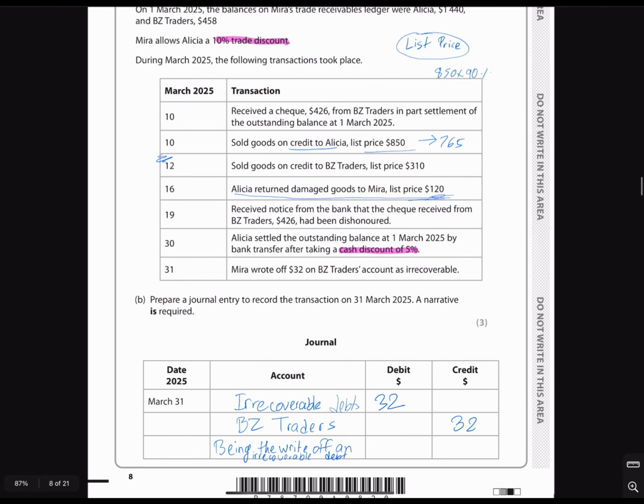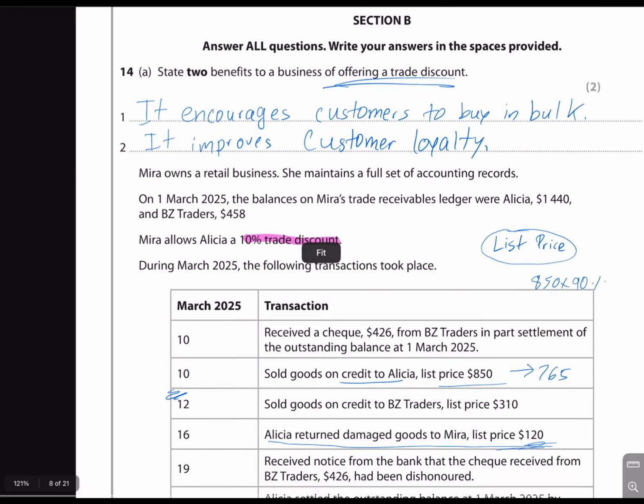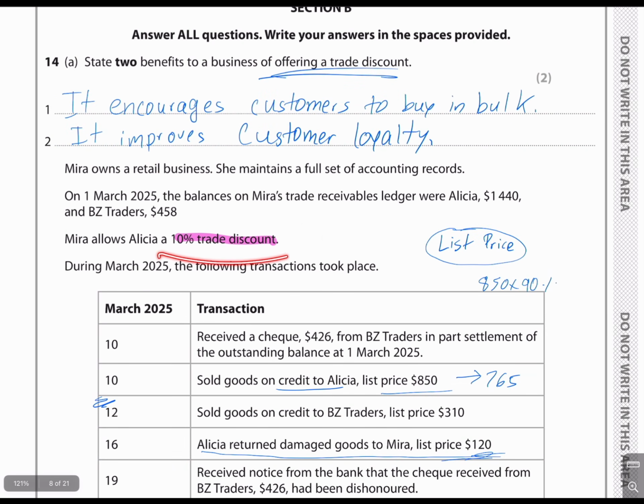Now what are the informations we have got? Firstly, we have got the balance BD. Now we do have to remember that only Alicia was getting a discount. No discounts allowed to BZ Traders were mentioned here, so we will not cut any trade discount for BZ Traders. Now let's start it.